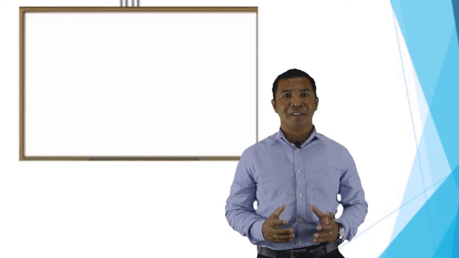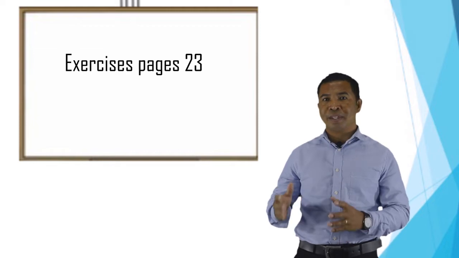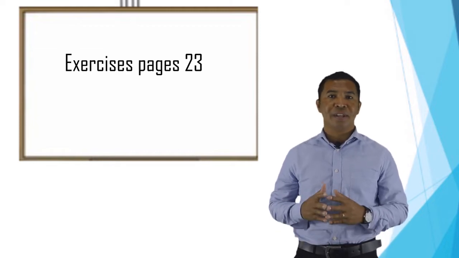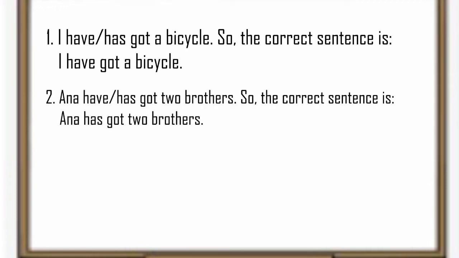Alright, in this session, I would like to help you, particularly the students, to do some exercises on page 23. Number 1. I have or has got a bicycle. So, the correct sentence is I have got a bicycle. Number 2. Anna have or has got 2 brothers. So, the correct sentence is Anna has got 2 brothers.